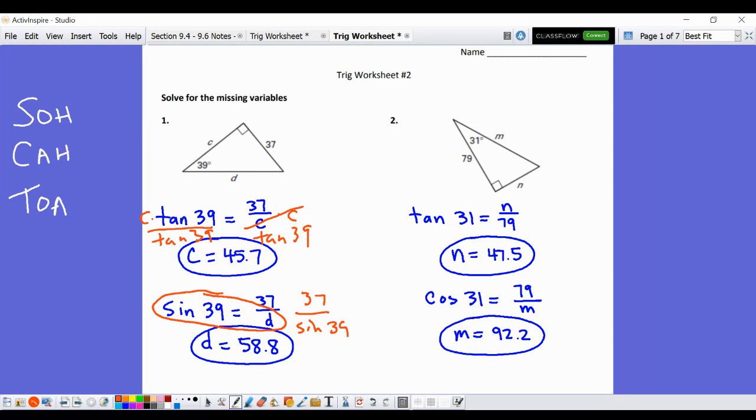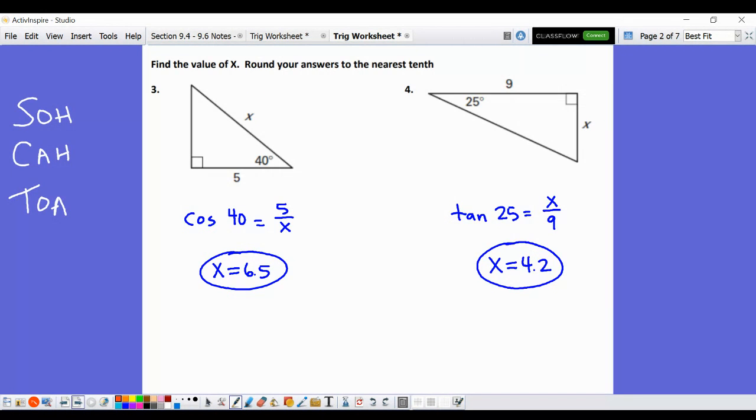So case in point, in number 2, I would solve this problem, since the variable is on the numerator, just by multiplying both sides by 79. 79 times tangent of 31, final answer. For m, because m is on the bottom, I'm not going to multiply by 79. I'm just going to swap out cosine of 31 with m. Final answer, 79 divided by cosine of 31, 92.2 is your final answer.